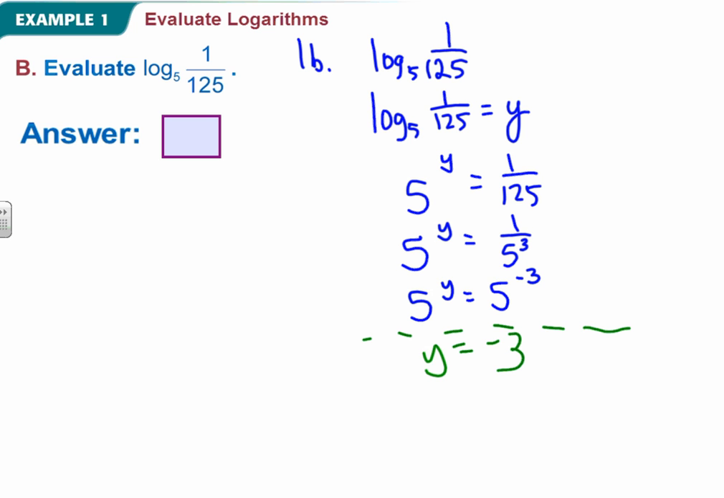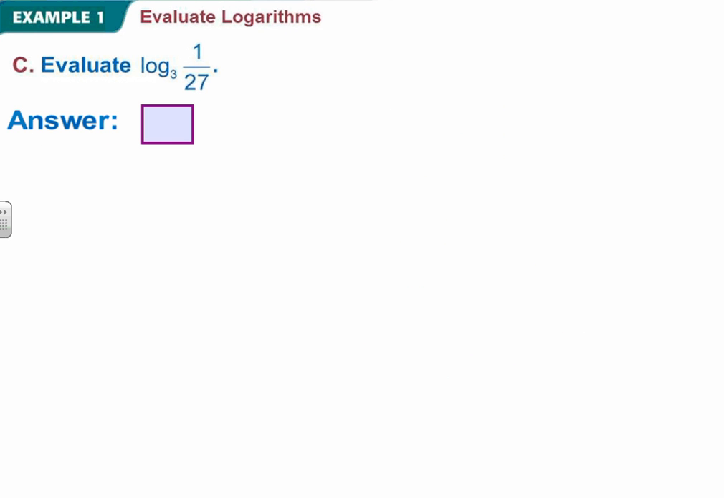So that's the straightforward problem. And most of these that we'll encounter right away are pretty straightforward. The next one is just like the last one. So why don't you try this one? 1c is log base 3 of 1 over 27.